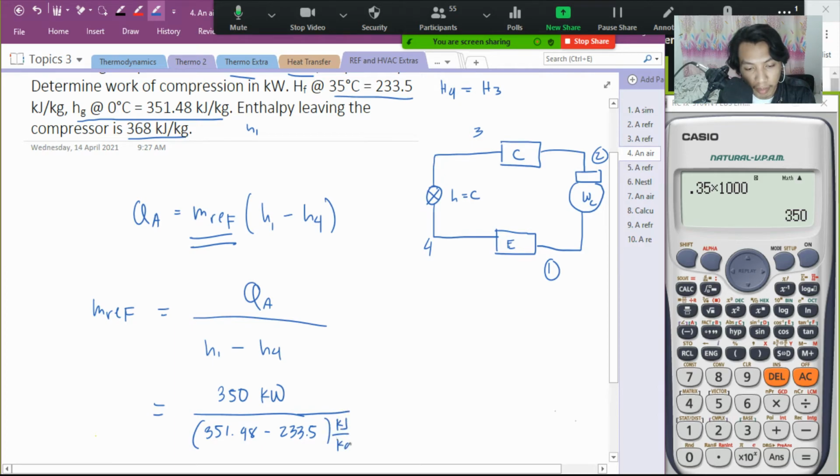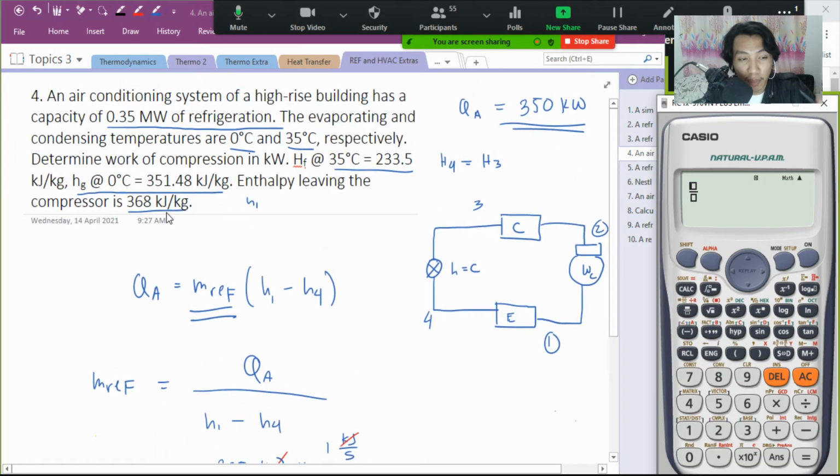Kilojoule per kilogram. This kilowatt, multiply it by 1 kilowatt in every 1 kilojoule per second. Okay, so what comes out is kilogram per second. Let's cancel the same units: kilowatt, kilowatt, kilojoule, kilojoule. What comes out is kilogram per second. So we can now solve for the mass of the refrigerant. It's always like that: the mass of refrigerant is the missing piece. In order for you to get the other work, like the compressor work and the condenser heat rejection, find first the value of the refrigerant mass flow rate.